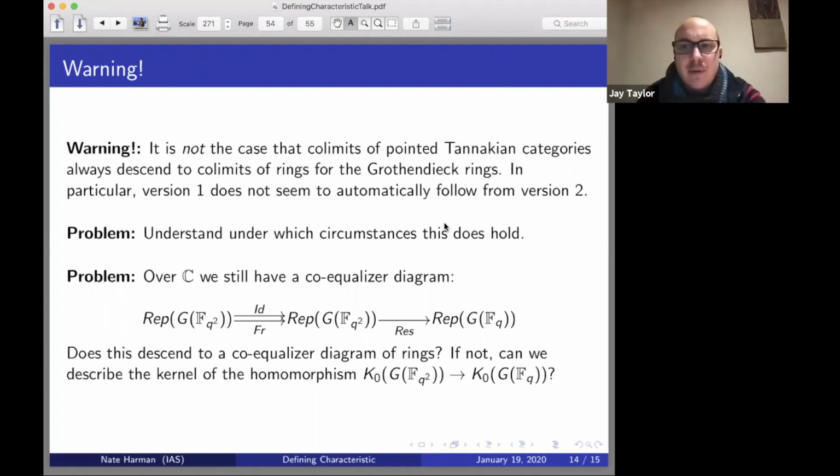Actually, maybe I'll ask a question. You kind of touched on this. You were talking about this Brunner-Lubeck. Do you get any kind of sense or interpretation for the image of this restriction map, or the failure of it to be surjective, or any kind of interpretation of the co-kernel or something?